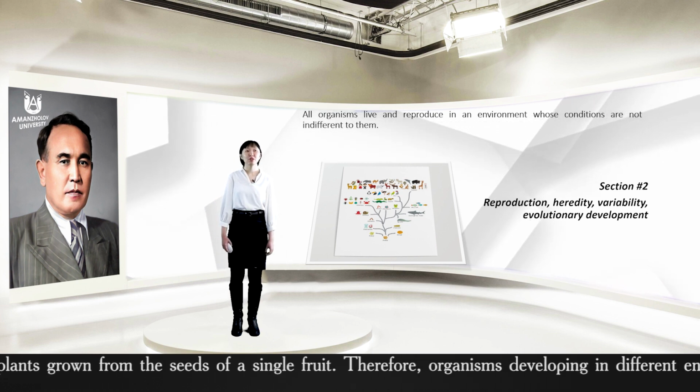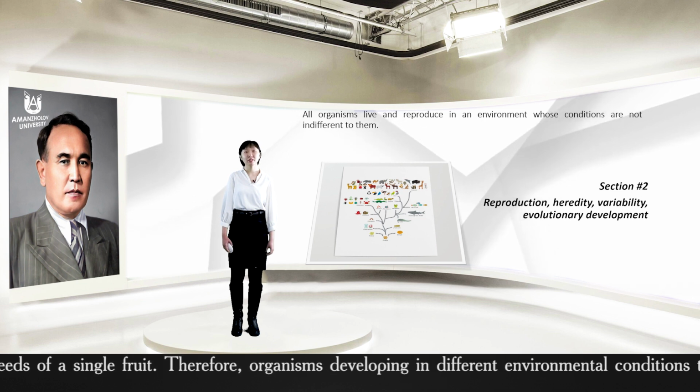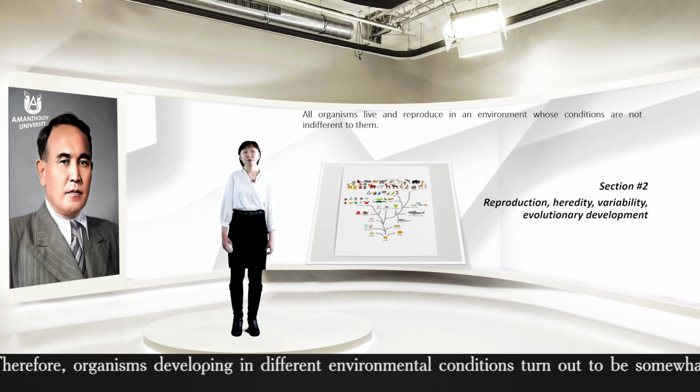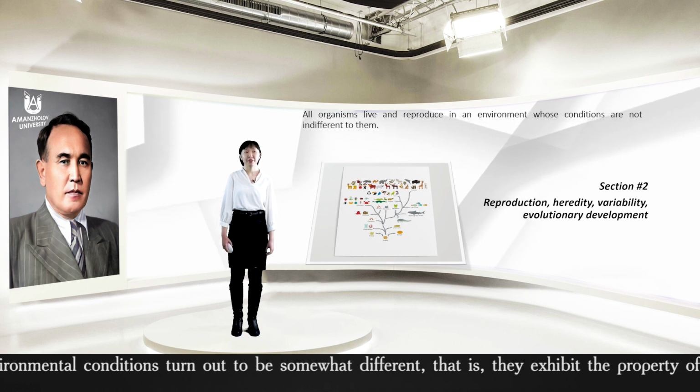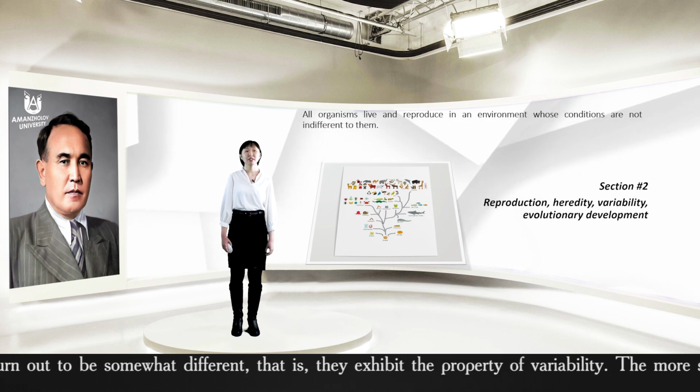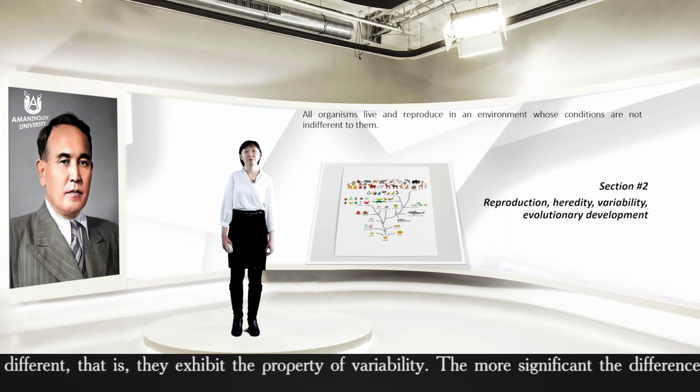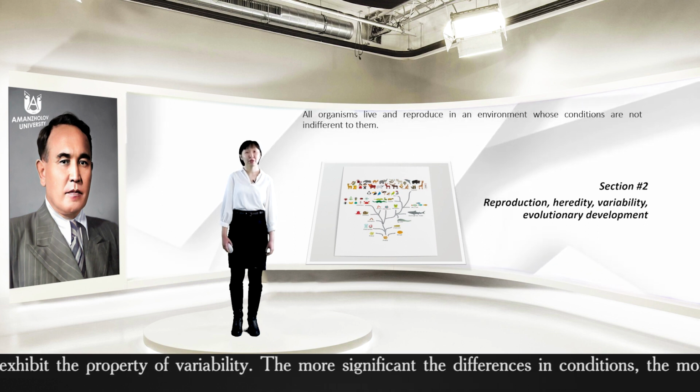Therefore, organisms developing in different environmental conditions turn out to be somewhat different. That is, they exhibit the property of variability. The more significant the differences in conditions, the more pronounced the variability of organisms will be.